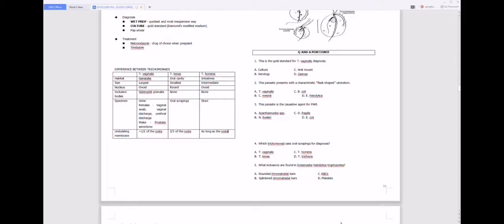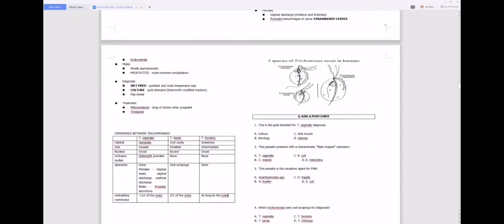For the specimens used for Trichomonas vaginalis, urine for both male and female. For females, vaginal swab, vaginal discharge, and urethral discharge. And for males, prostatic secretions. The specimen used for Trichomonas tenax is oral scrapings. For Trichomonas hominis, stool. And for undulating membrane, Trichomonas vaginalis, less than 1/2 of the costa; Trichomonas tenax, 2/3 of the costa; and Trichomonas hominis, as long as the costa.